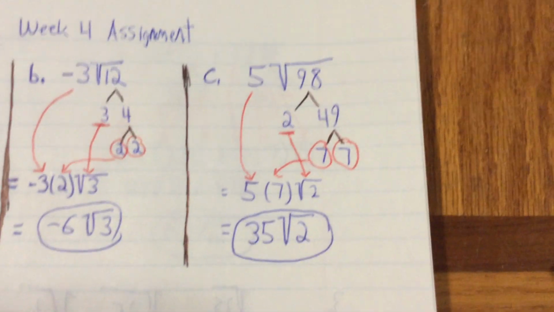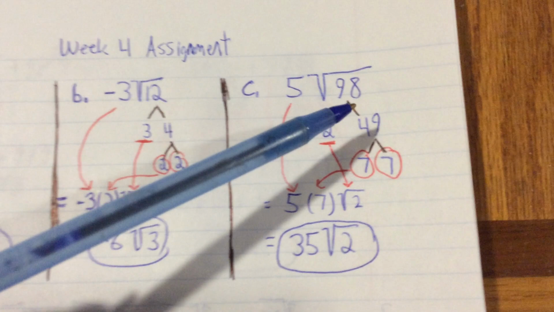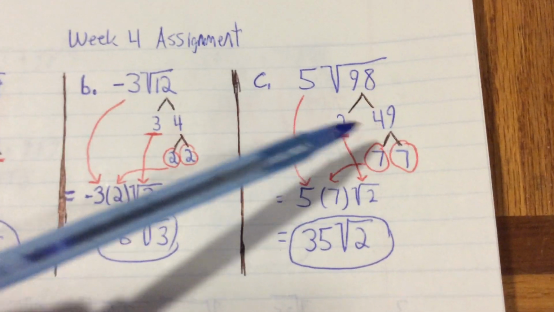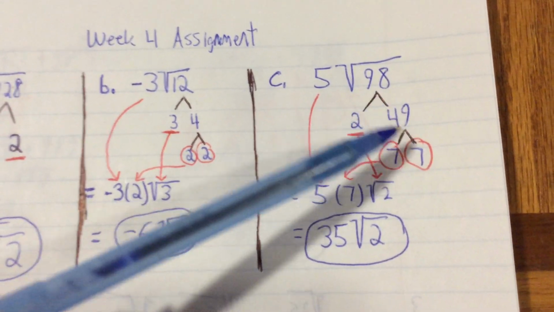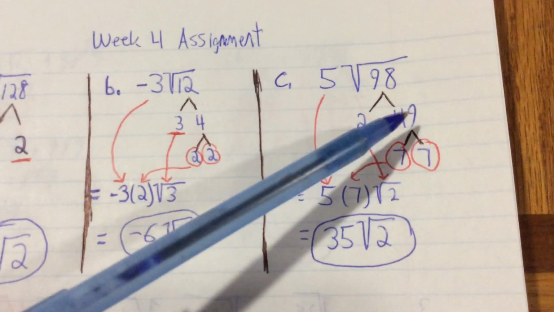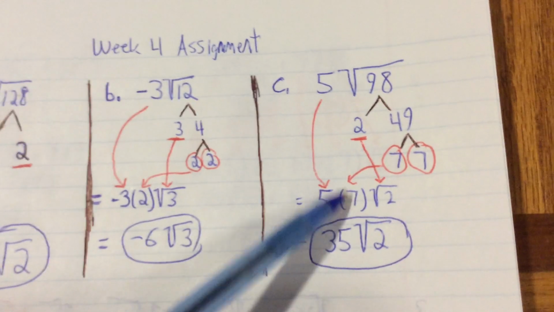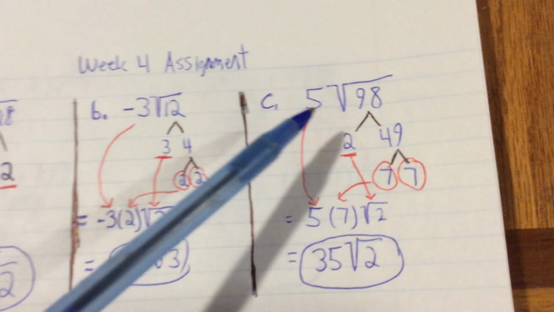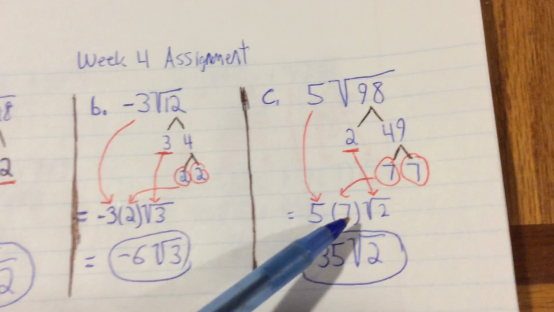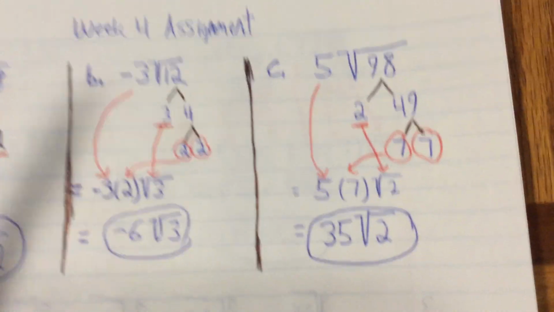All right, looking at C, we have 5 on the outside. So remember, don't forget about that. So 98, even number, divided it by 2 and got 49. 2 can't be broken down any further. 49 was a convenient number because it is a square. So that breaks up into 7 times 7. So 7 has a date. It's going out. 2 does not have a date. It's staying in. It's staying home. So we got 5 on the outside times that 7 that came out gives us 35, and then we have radical 2 attached to it, so 35 root 2.